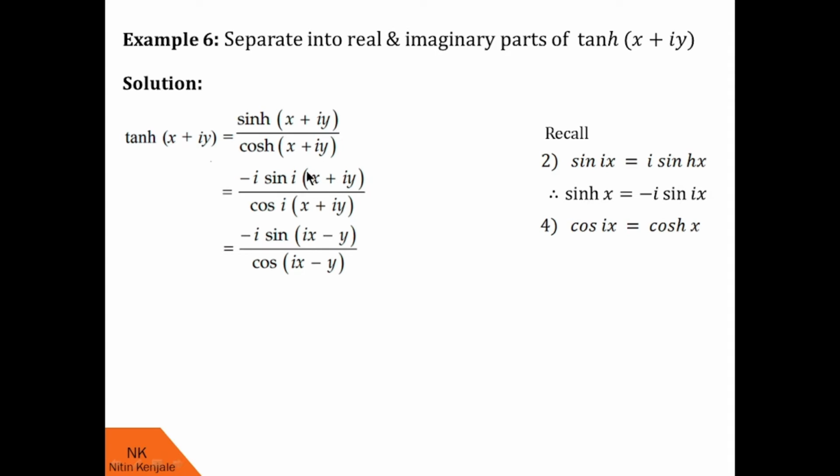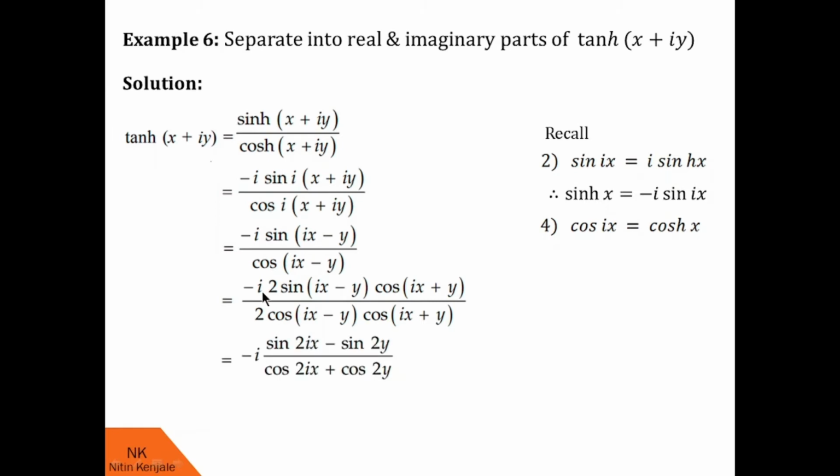Further, when we take this i inside this bracket, we get minus i sin of ix plus i square y, but i square is minus 1, so we get minus y. Similarly, here we get ix minus y. Now we multiply numerator as well as denominator by 2 into cos of ix plus y. So we get expressions of the type 2 sin a cos b upon 2 cos a cos b. Just like in the previous example, we have used the 2 sin a cos b and 2 cos a cos b formulas. Here also we will use those formulas.